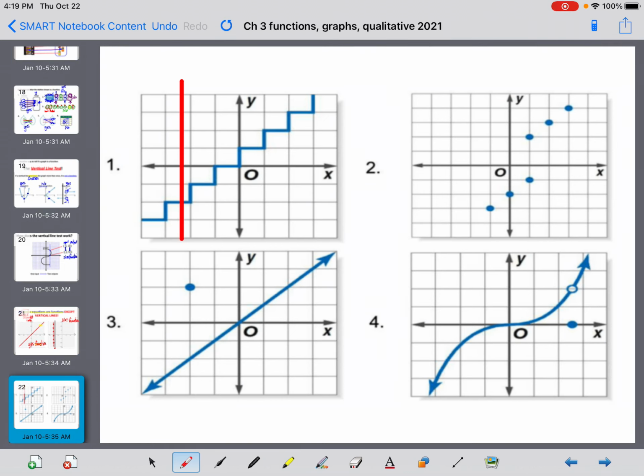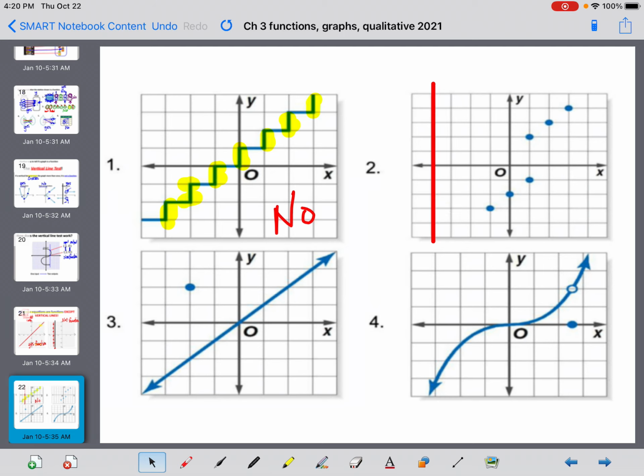Okay, so let's look at some graphs and decide if they're functions or not functions. As I drag this along, right, is there any place where it's touching more than once? Well, yeah, if you look at this graph right here, see how it's touching everywhere in this section. And so anytime there are these little vertical line parts, they're going to touch that vertical line in more than one place. And so this one would be no, it is not a function.